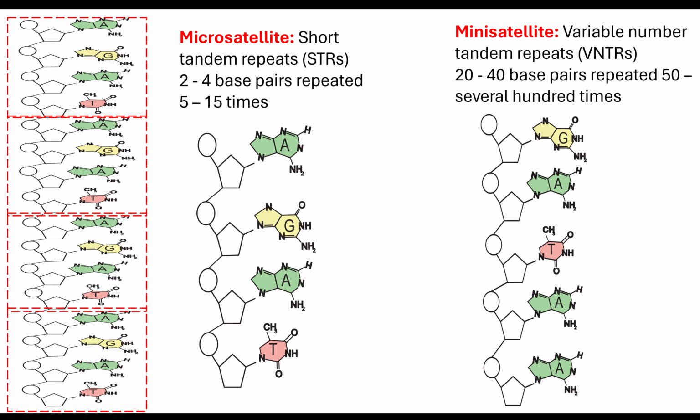Now, a mini satellite is what's also known as your variable number tandem repeats. Now, that can be between 20 to 40 base pairs which are repeated, and they can be repeated 50 to several hundred times. So it's important we know that this satellite DNA is talking about those microsatellites and these minisatellites. Now, if they're going to go into detail in the exam, they'll give you some information, i.e. they'll call them variable number tandem repeats.